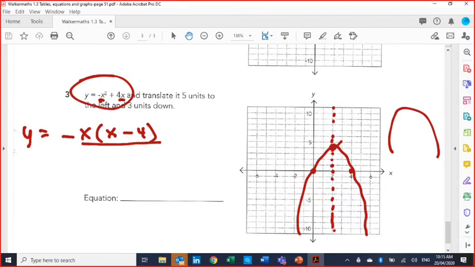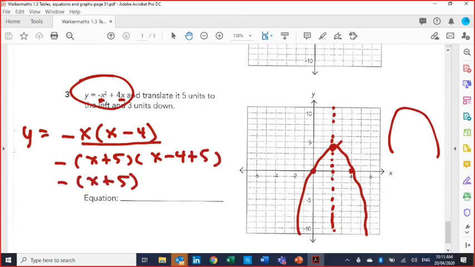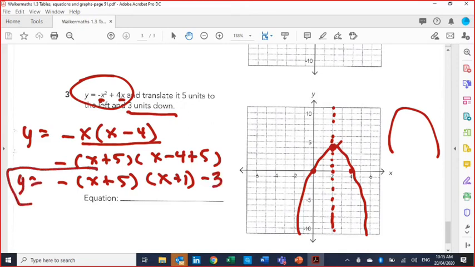So 5 units to the left means we're going to do minus 5 to both of them. So that's x minus 5, x minus 4 minus 5. Oops, I'm sorry. To the left means I'm going plus 5, right? So that gives me negative x plus 5, x plus 1. But we also went 3 units down, so that's subtract 3. So there's my new equation. Okay. And then I simply graph it.